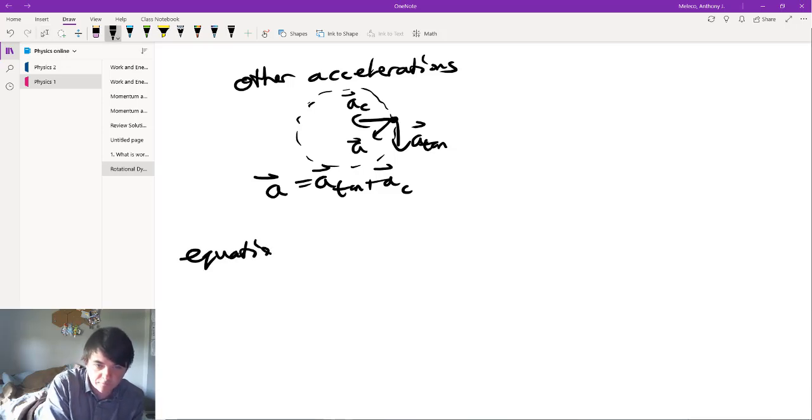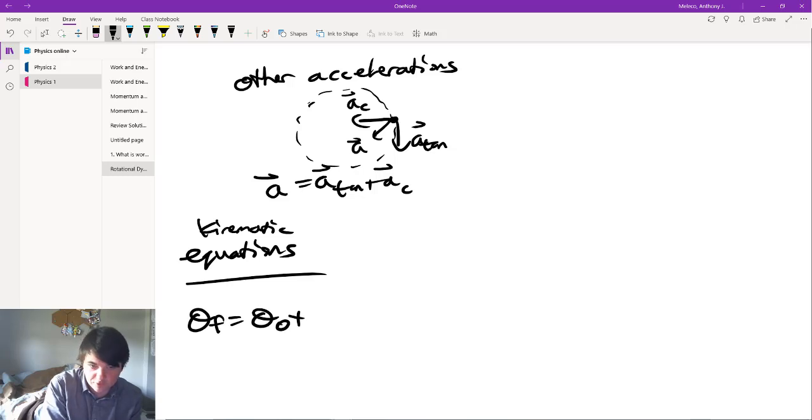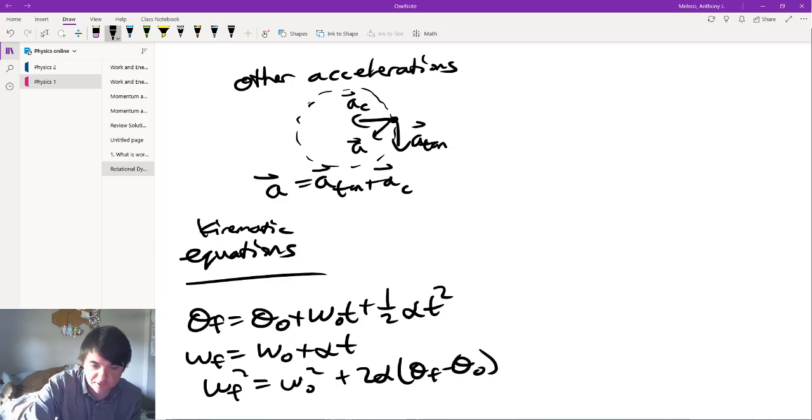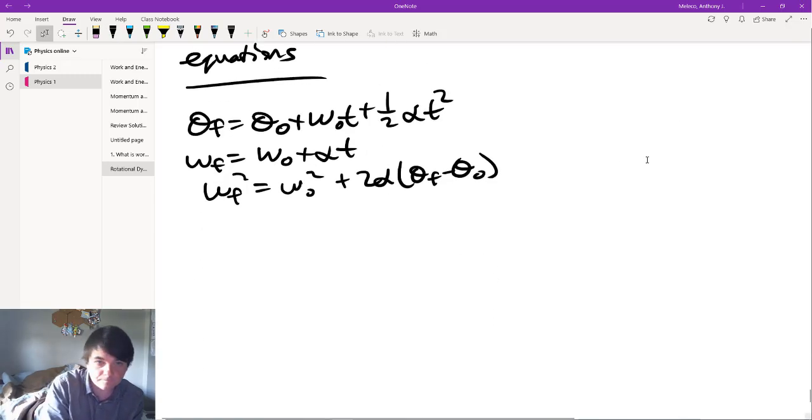You get the equations for kinematics. You get theta final equals theta initial plus omega t plus 1/2 alpha t squared. Omega final equals omega initial plus alpha t. Omega final squared equals omega initial squared plus 2 alpha times theta final minus theta initial. And then we had the average omega, the average angular velocity.